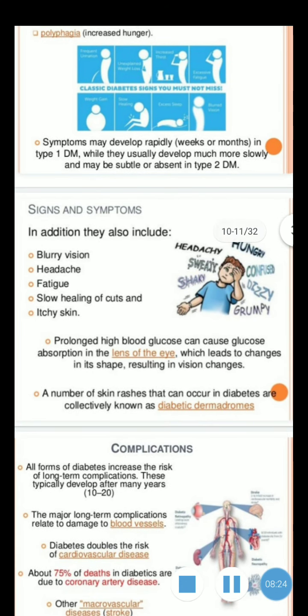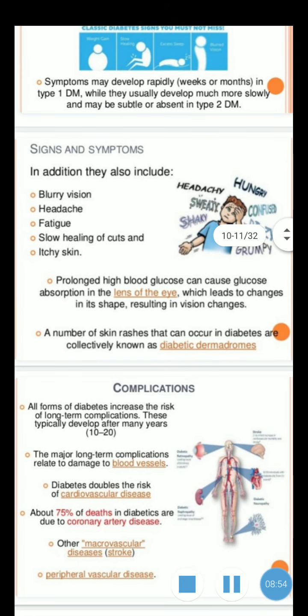Prolonged high blood glucose can cause glucose absorption in the lens of the eyes, which leads to a change in its shape, resulting in a vision change. Yes, prolonged high blood glucose level can cause glucose absorption in the lens of the eyes, which leads to a change in its shape and also results in changes in the vision.